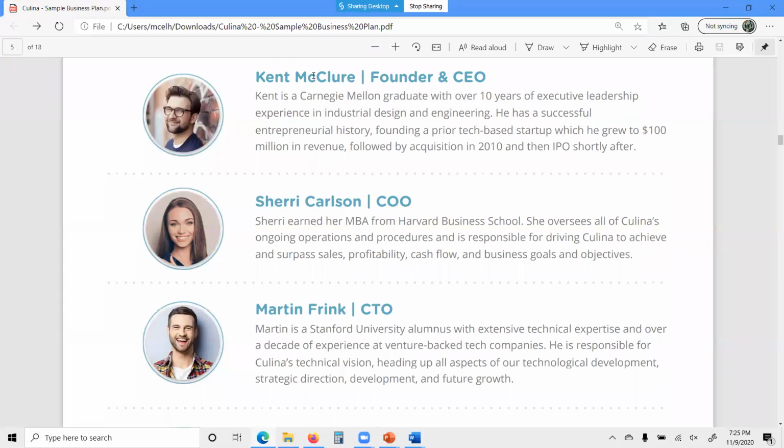The founder and CEO already did a tech-based startup that was doing $100 million in revenue. He looks like a baby. Like, oh my gosh. Might have to do a Google search on Kent McClure and see what he's doing nowadays. Well, he was the founder and CEO.